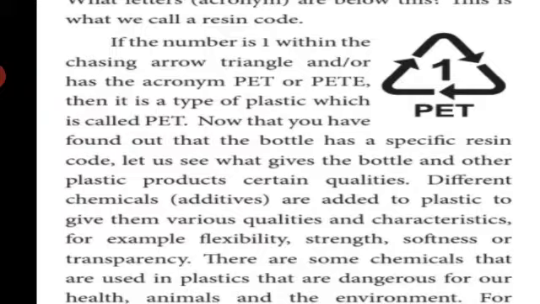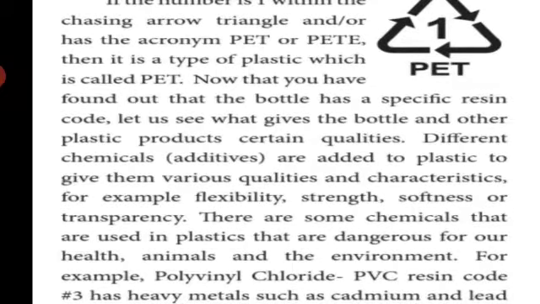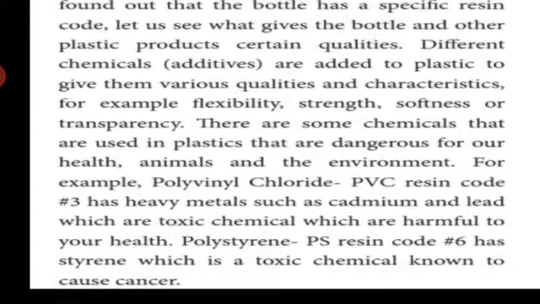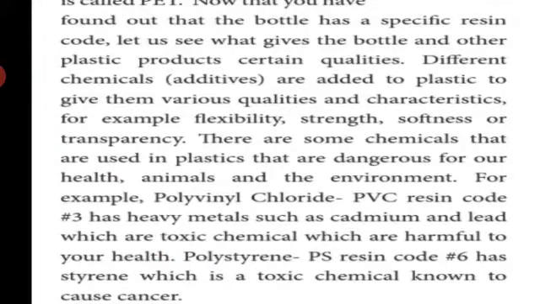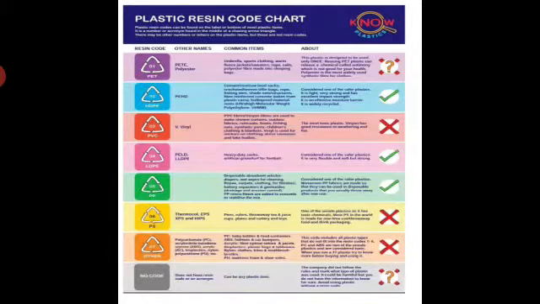For example, polyvinyl chloride, PVC pipe, we heard about that product. PVC resin code is 3, which has heavy metals such as cadmium and lead. Cadmium and lead are heavy metals which cause pollution, and they are toxic chemicals which are harmful to our health. Polystyrene, PS, its resin code is 6, which has styrene, a toxic chemical known to cause cancer.